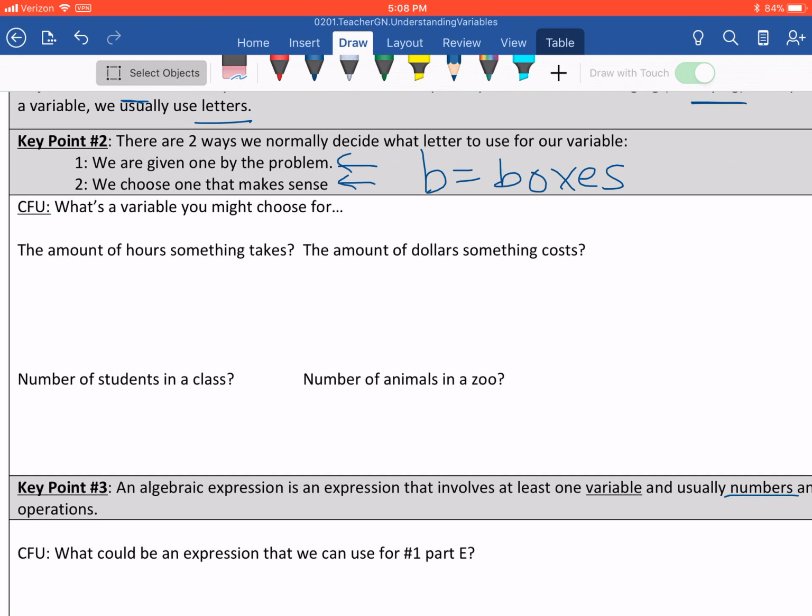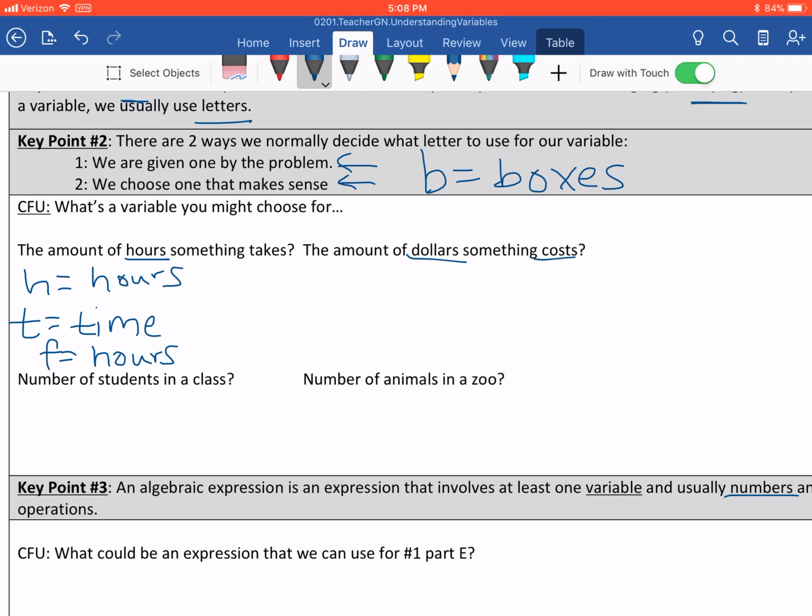All right, so checking these, the amount of hours that something takes. Well, maybe we want to use something like H, because H is the first letter of hours. Maybe we said T equals time. Both of those would be good. I would probably go with H. Now you could use something like G or Z or F, it doesn't matter, as long as you write F equals hours. As long as you tell me what it equals, it's always okay, unless they tell you something else.